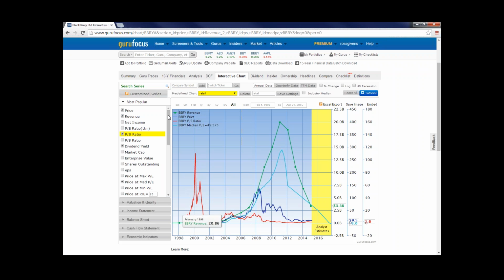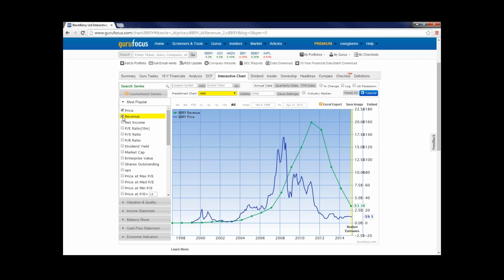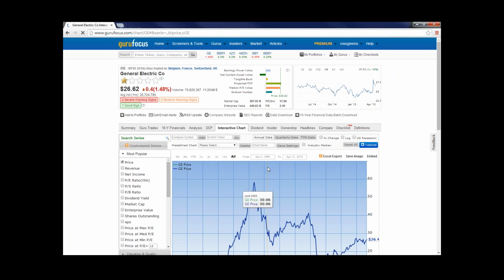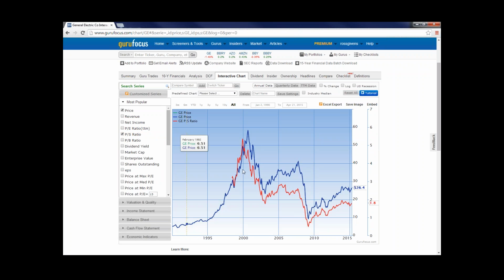Now, someone asked about comparing a stock to the industry in general. What you can do is, let's go to a company one of y'all might actually be holding. Let's look at General Electric, for example. If we're looking at, say, the price to sales ratio, we can check this box. If you can see this above the chart, right next to Save Settings, it says Industry Median.